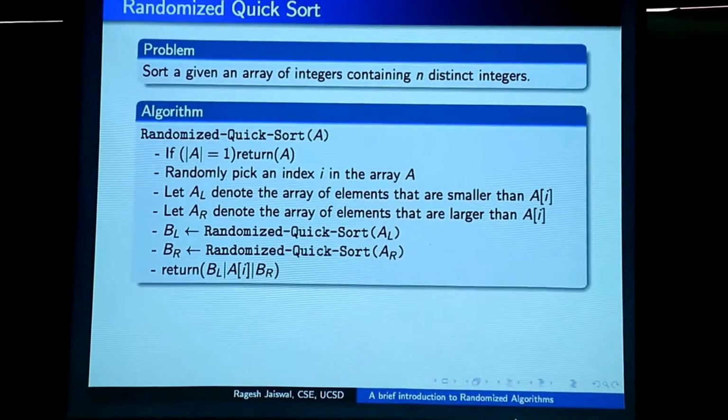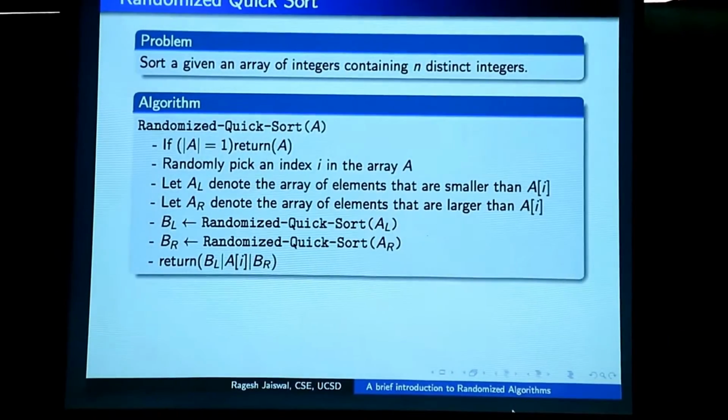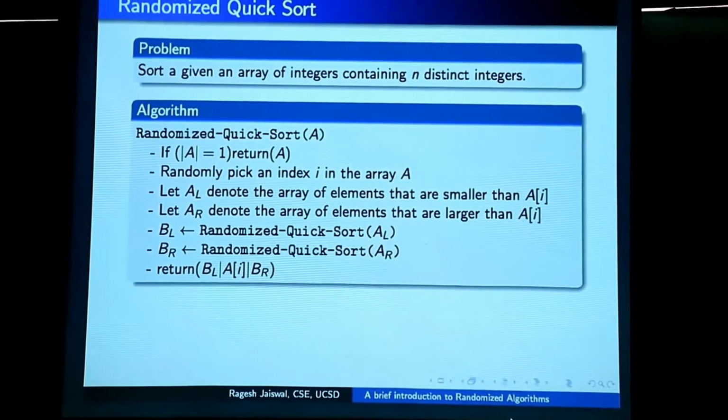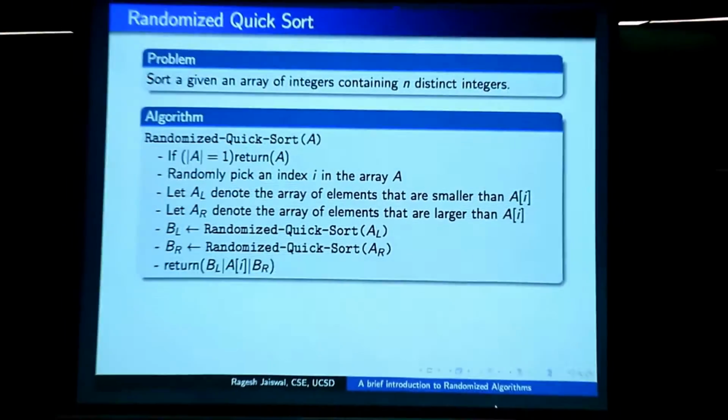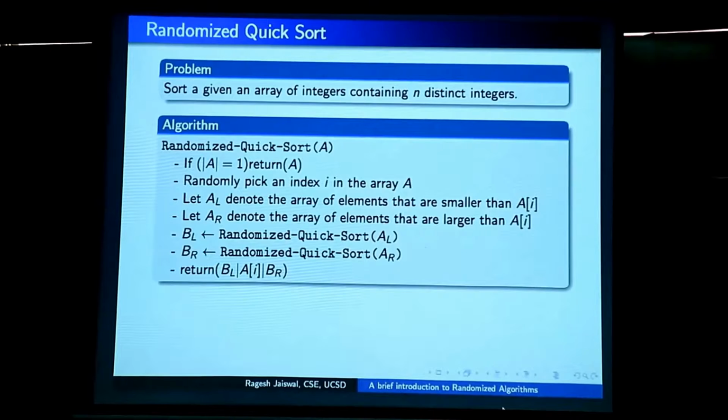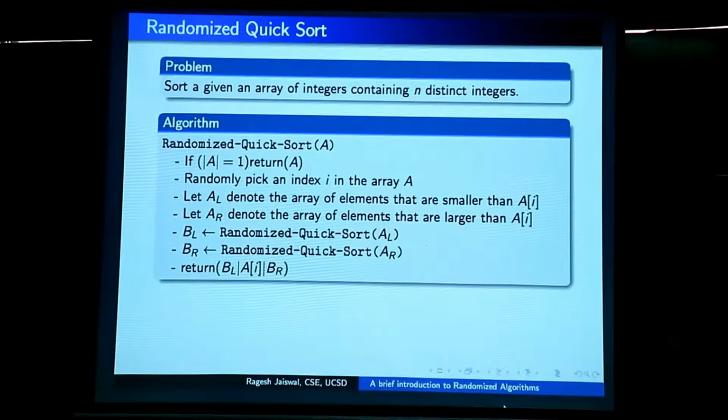The worst case running time, suppose we didn't use randomization, right? So the worst case running time is n squared. Here, what you will claim is that the expected worst case running time is n log n. Yes? n log n means the worst case also would be n log n.